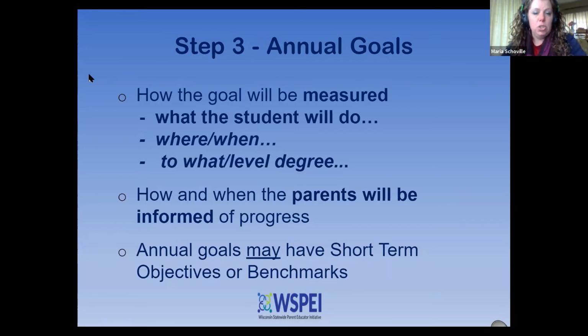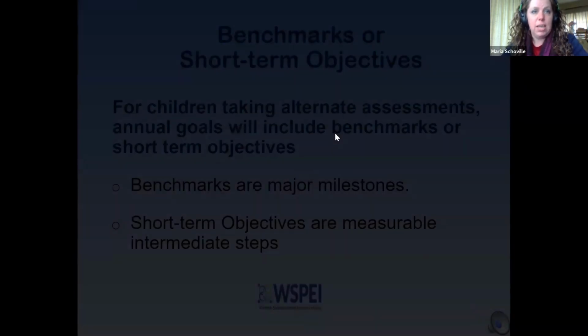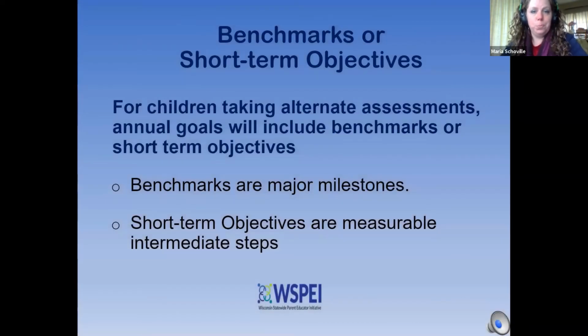When they do have to have short-term objectives or benchmarks is when, like Cheri mentioned, your student is on learning with alternate achievement standards or taking the alternate assessment. They must have the short-term objectives. They have to have at least 2. Oh, and that's her next slide.